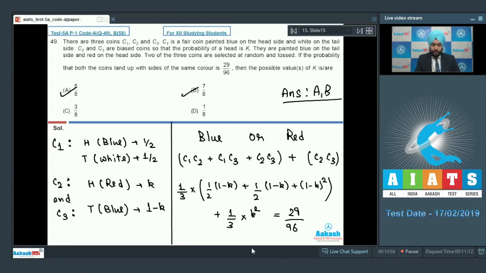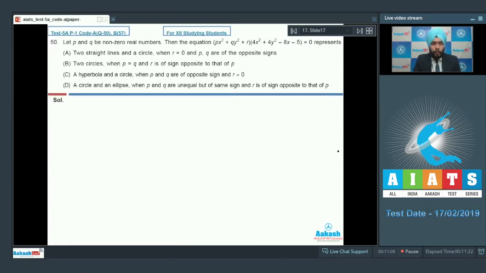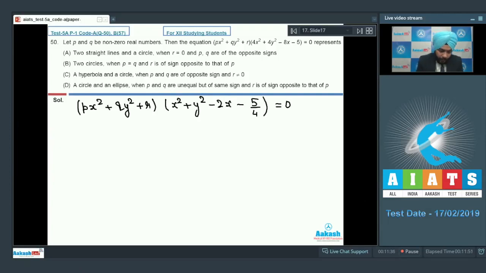Let us move on to 50. Question number 50 says: let p and q be two non-zero real numbers, then the equation (px square plus qy square plus r) multiplied by (4x square plus 4y square minus 8x minus 5) equals 0 represents. This can be written as (px square plus qy square plus r) into, taking common 4 and dividing it on the right hand side, x square plus y square minus 2x minus 5 upon 4 equals 0. The second equation is a circle for sure. Obviously g square plus f square minus c is positive. So this is a circle.